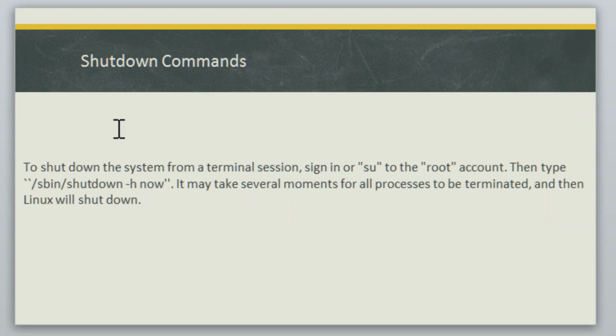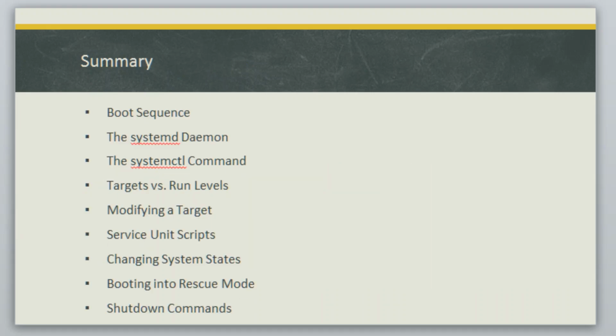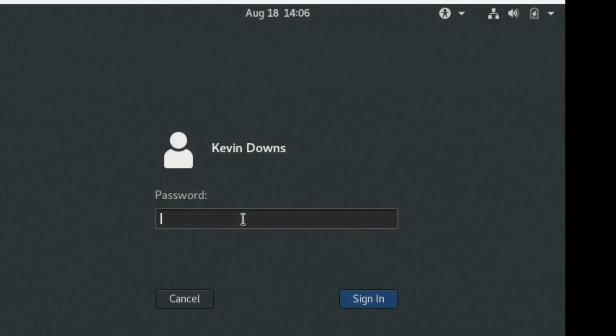To shut down your system from a terminal session, you can sign in, switch to root or su, and then type in /sbin/shutdown -h now. It's going to take a couple of moments, but this is going to terminate all processes and shut down your system. I can show you that real quick. Since we're at the end of our session here, let's go ahead and shut our machine down.